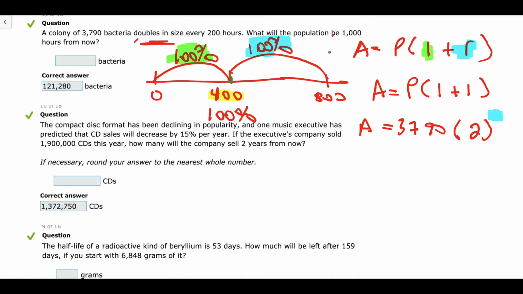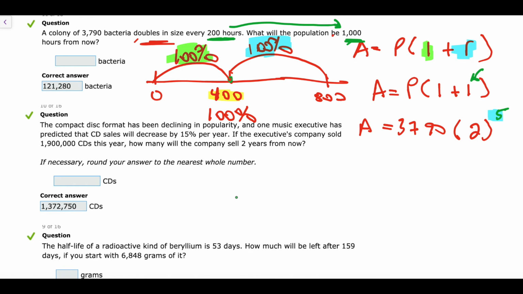I know. So you can only apply this 100% every 200 hours. But how many 200 hours do we have? Oh, 5. Yeah. So your doubling period is every 200 hours, and you have 5 of those doubling periods. Okay. So this is the hardest part of the problem. So then you want to put your 5 right there. And that's it. You punch it out, you get your answer.